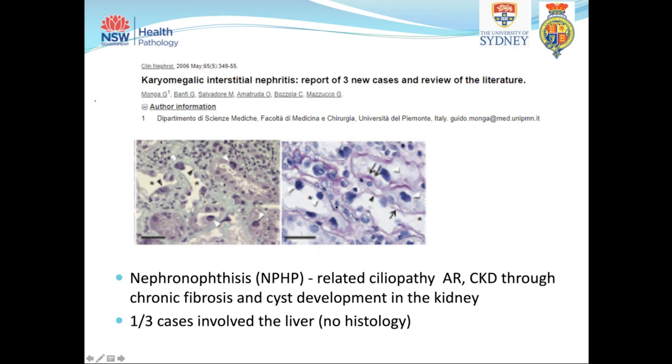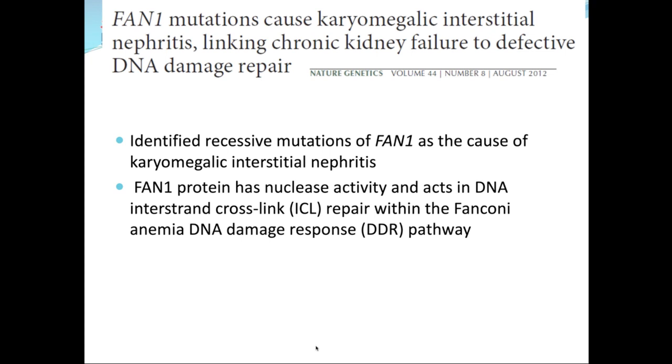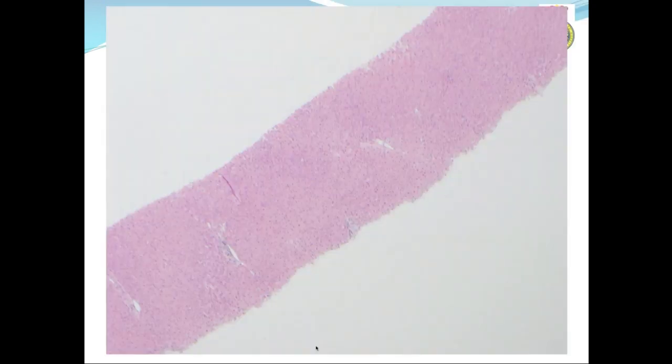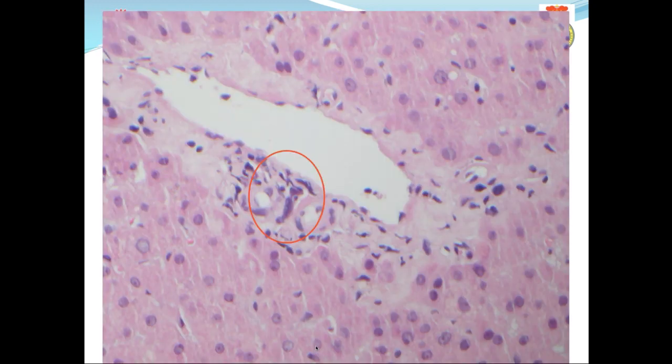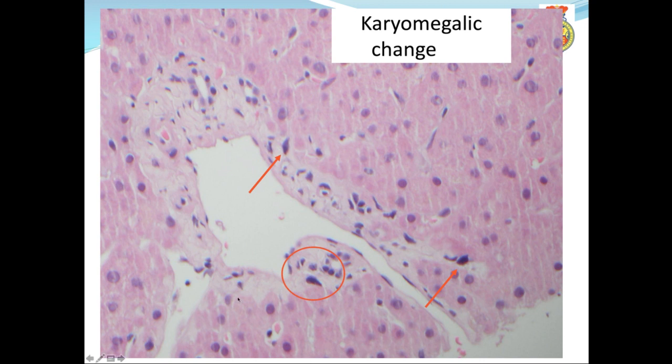And they do get this bizarre karyomegalic change in the tubular epithelium. They describe that a third of their cases involved the liver and had no histology. But our case did, and it's linked to FAN1 mutations, which is part of the Fanconi anemia DNA damage response pathway. So this is the liver here. Again, looks close to normal at low power, but on higher power in the portal tracts, we did actually have these strange enlarged cells in keeping with karyomegalic change.